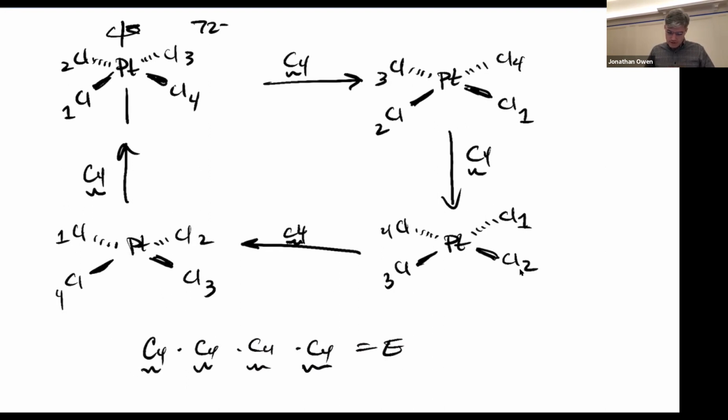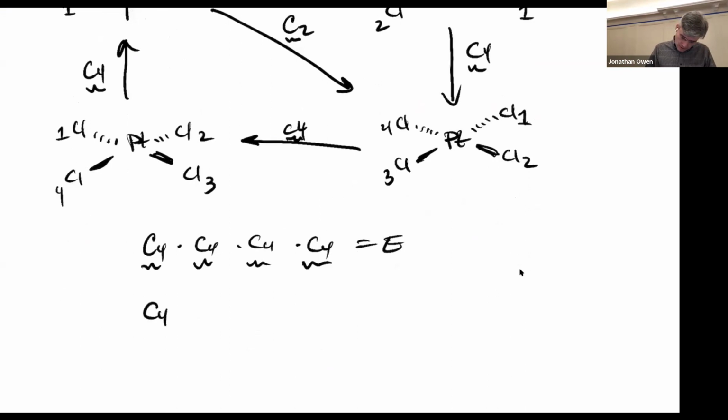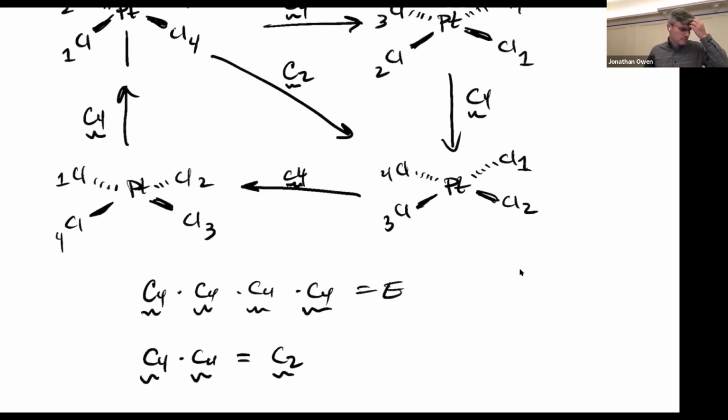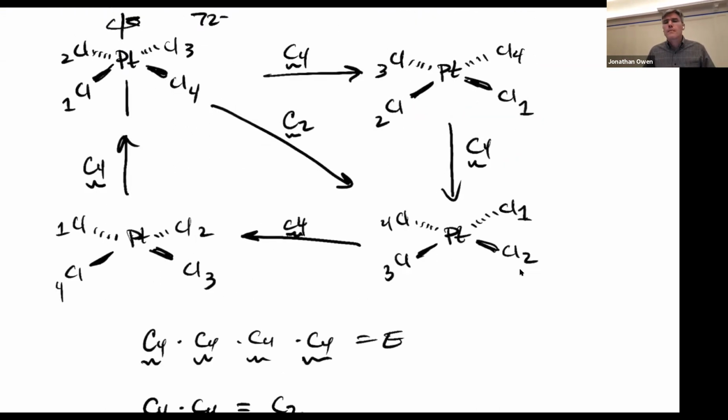Now, another useful one here to consider is that you can take this structure all the way down to this structure. How do you do that? Well, one way you could do it is with a C2. What's a C2? C2 is a 180 degree rotation. So if I just take the same line here and I do a 180 degree twist instead of a 90 degree twist, that does two C4s back to back. So C4 times C4 is actually equal to a C2.